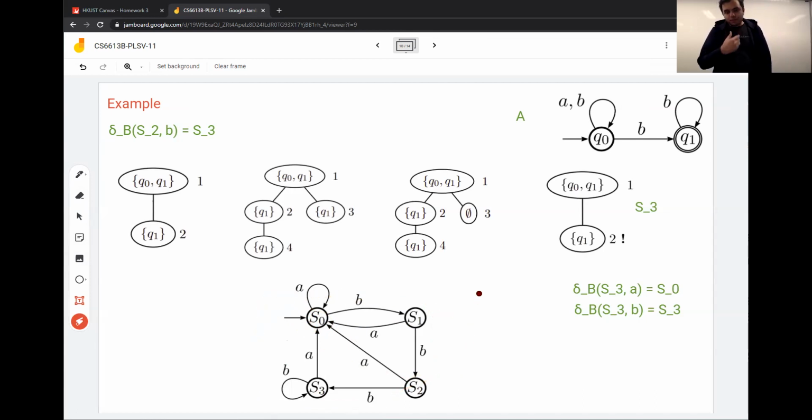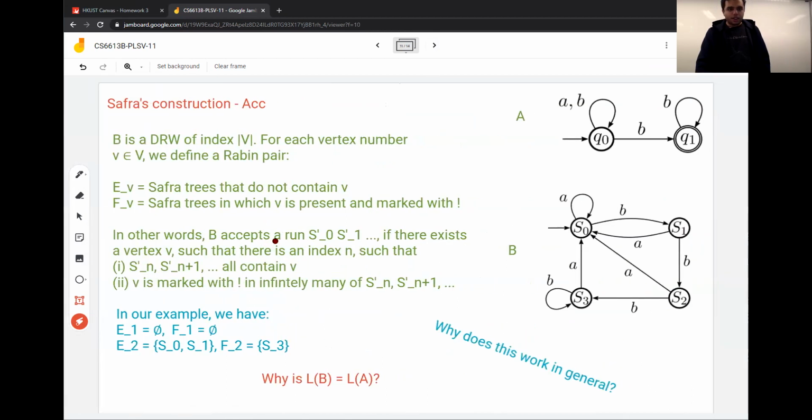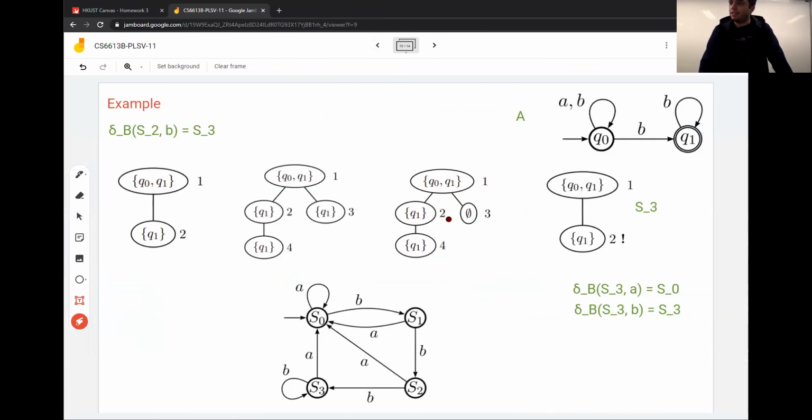Okay, but of course, when I talk about the Rabin automaton, I don't only care about the structure, I also care about the acceptance condition, right? So what are those pairs of sets of states that I use as my acceptance condition? And this is how Safra defines them, and it's actually a very clever definition. So remember the vertex numbers that we had here, right?